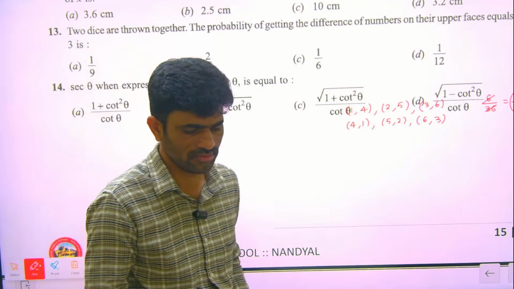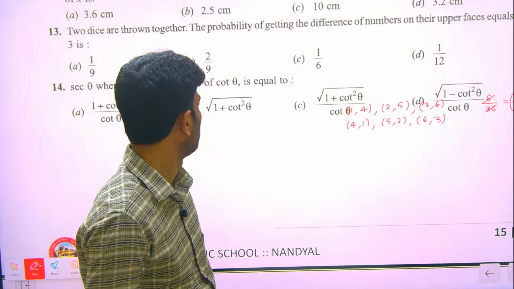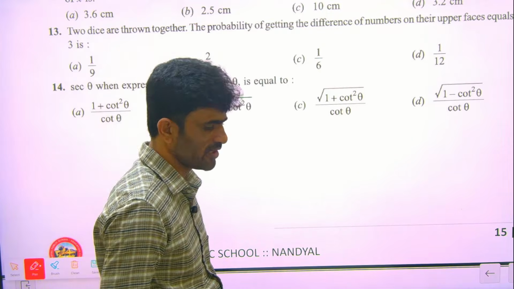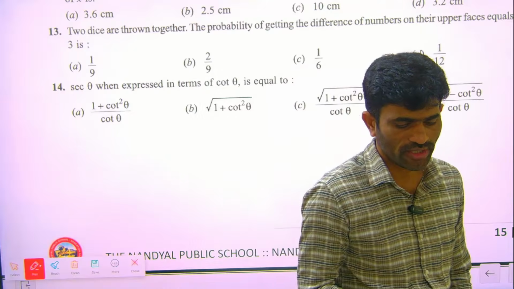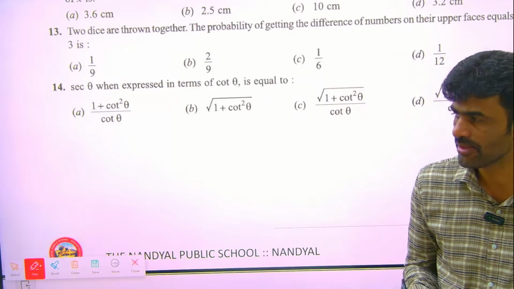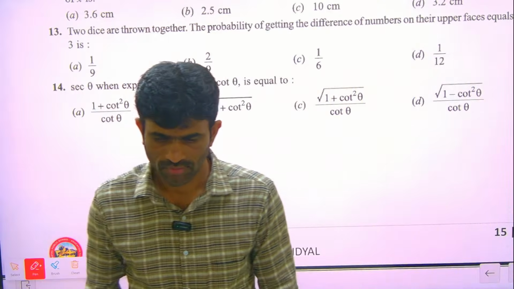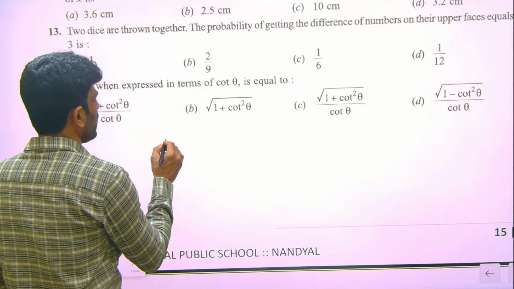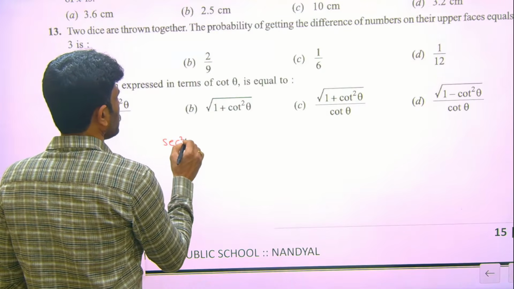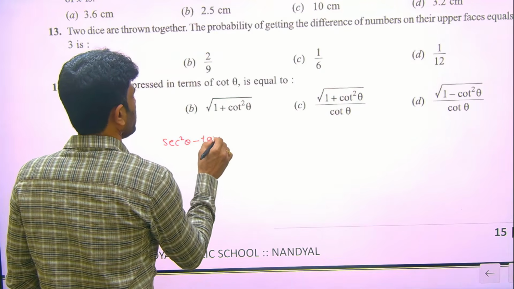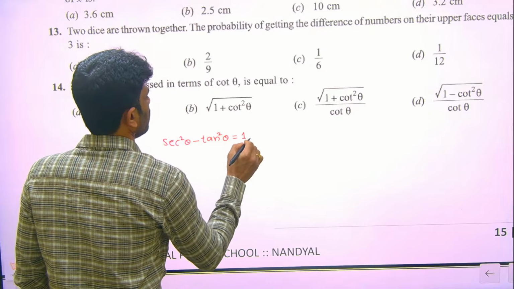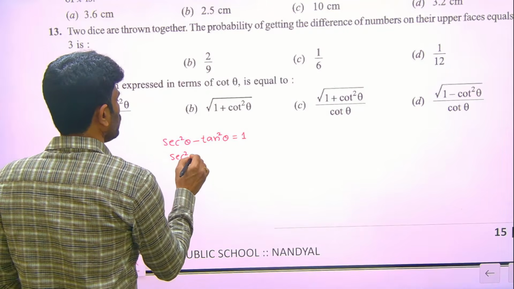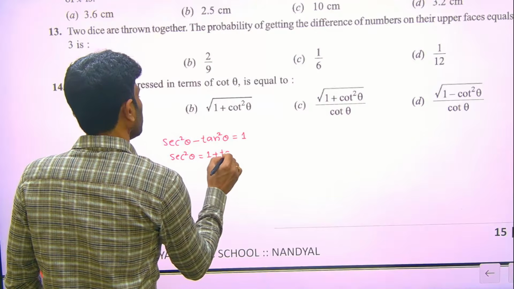Did you understand this? Now let's see the next question. Secant theta when expressed in terms of cot theta. We have to express secant theta in terms of cot theta. How can we write secant theta? You know one formula: secant square theta minus tan square theta is equal to 1. From this, secant square theta is equal to 1 plus tan square theta.